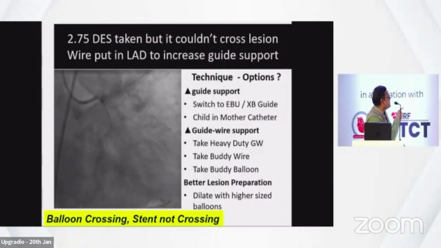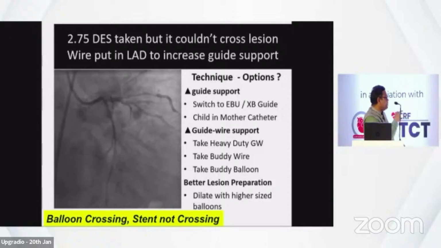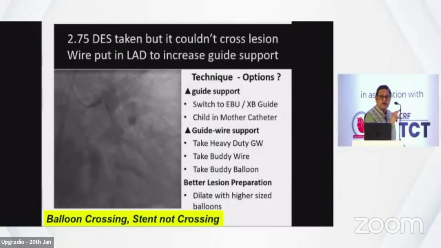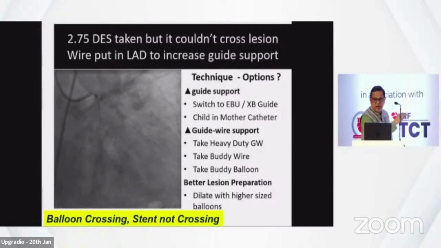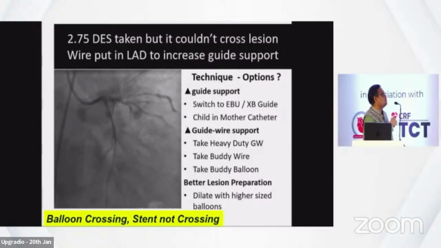The problem was, they took a 2.75 DVS and tried to cross it. So we came across this situation, balloon crossing, but a stent not crossing. What I told you is one of the recipes for stent embolization. Now, what are the options in these cases? Once you have this situation of balloon crossing, but a stent not crossing, what are the options?